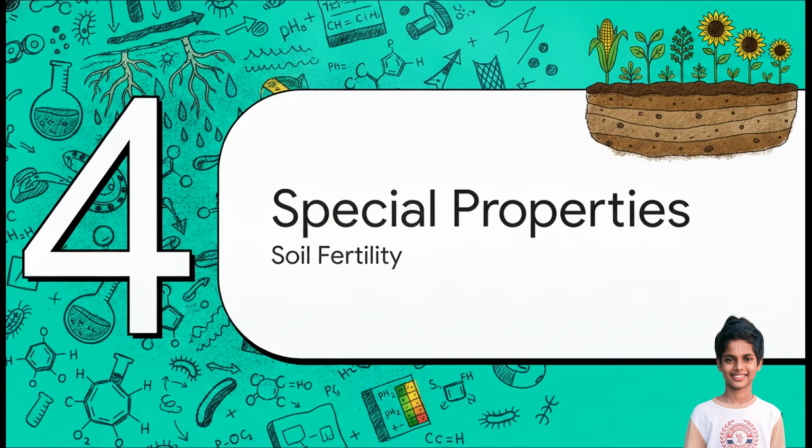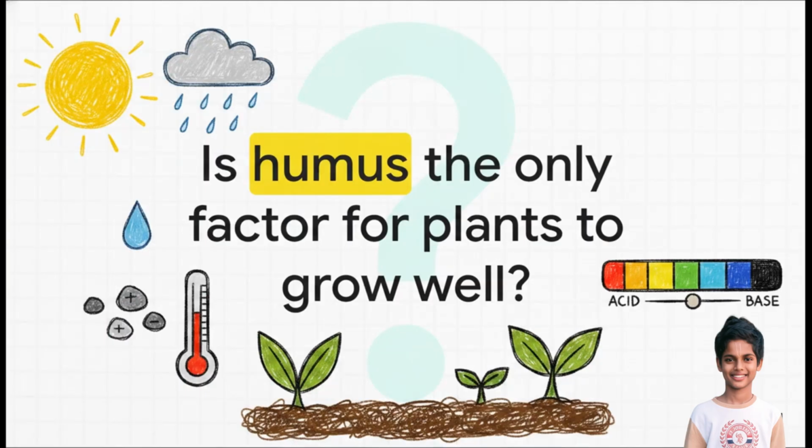Pay very close attention here, class, because we're getting into the math and chemistry of soil. Try this tricky let's apply question. Is humus content the only factor needed for plants to grow well? Answer, no. Humus is absolutely vital, sure, but plants also heavily depend on favorable light, moisture, temperature, minerals, and a somewhat neutral pH level to actually thrive.